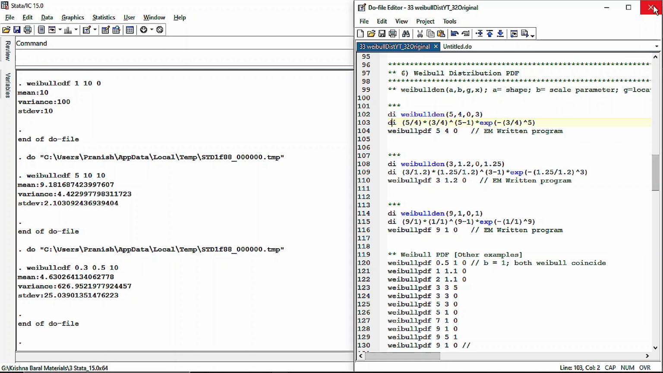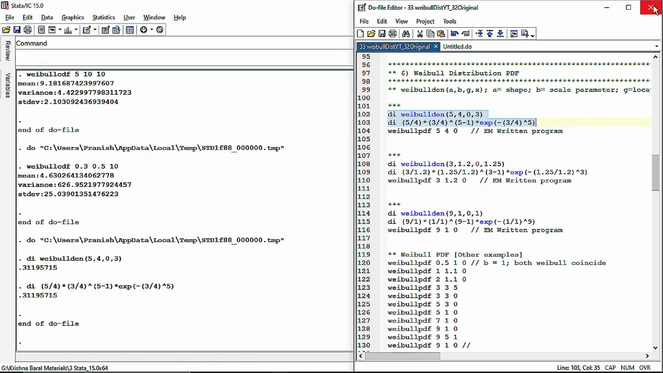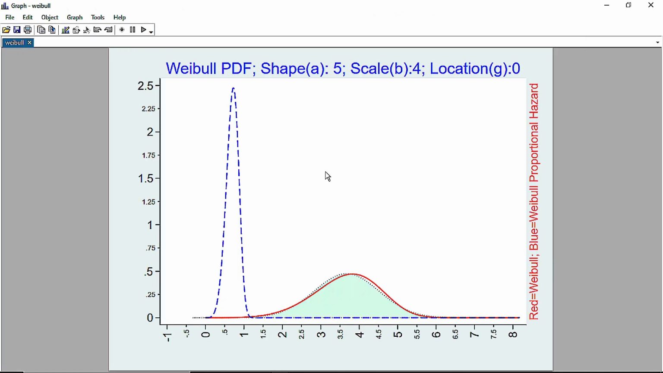Beneath it we have its generic formula: a divided by b, into x divided by b to the power a minus 1, into e to the power minus x divided by b to the power a. Both the Stata function as well as the generic one should give the same result. So the probability of getting exactly 3 is 31%, and we should get the same result on the graph, exactly 3, it is 31%, somewhere over here.